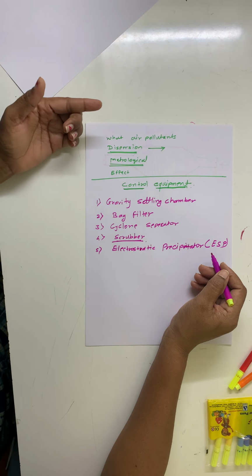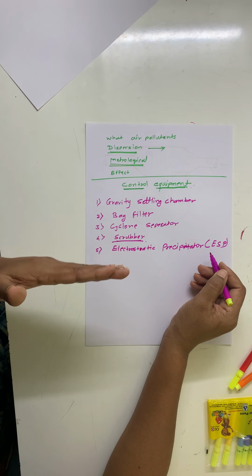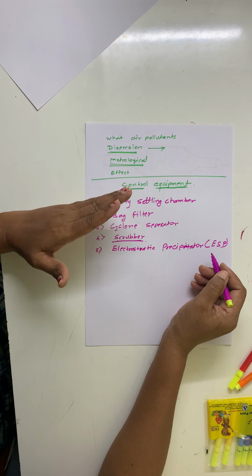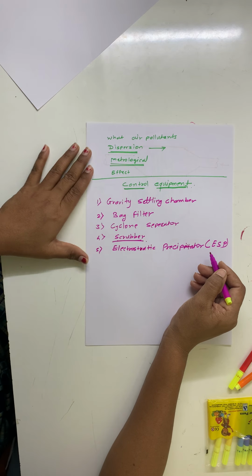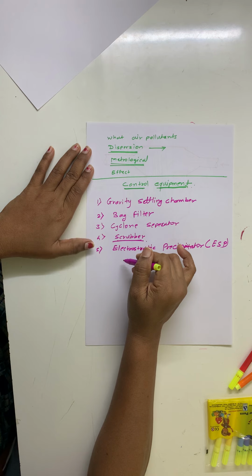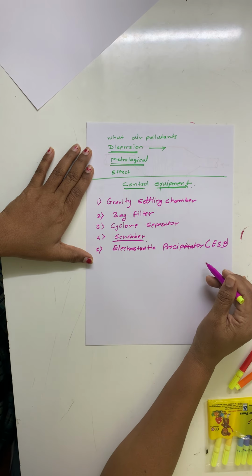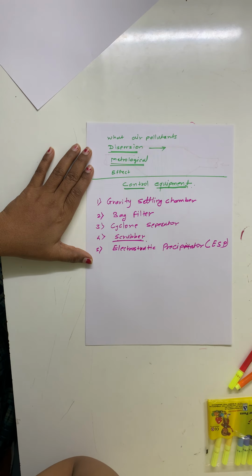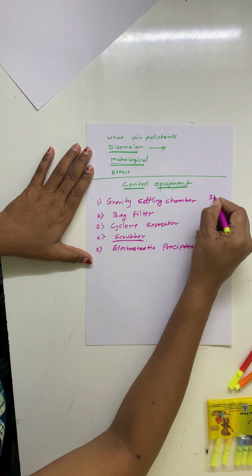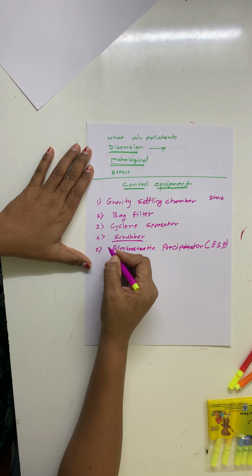Okay, so these are the different equipments we can install in the industry before allowing the air to be emitted into the atmosphere. After the manufacturing process, whatever dust is created during the manufacturing process in an industry, that air will pass through one or more than one equipment in a series, and then it will be emitted into the atmosphere through the stack. Are you getting what I am saying?